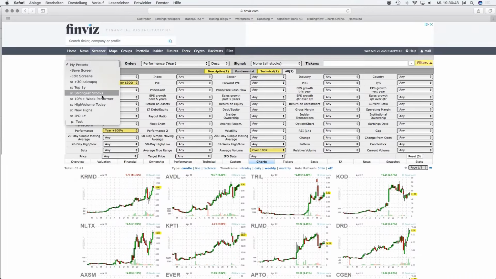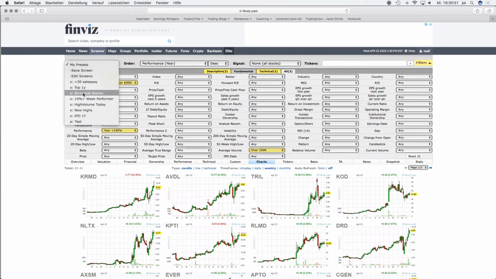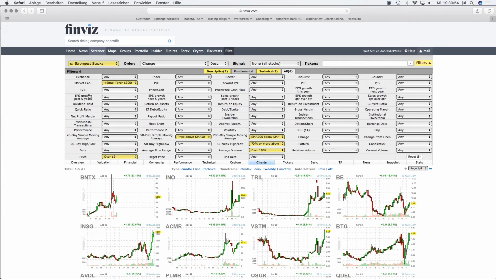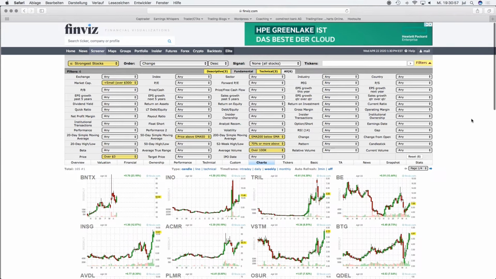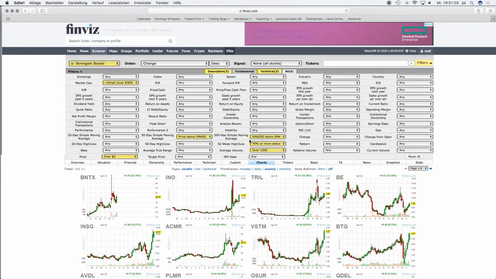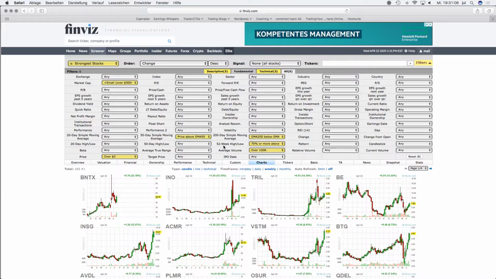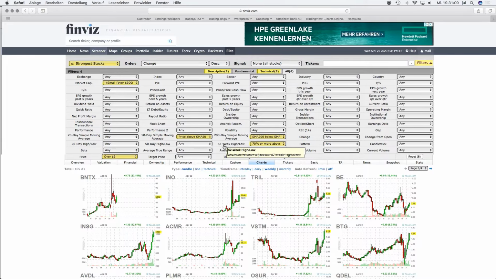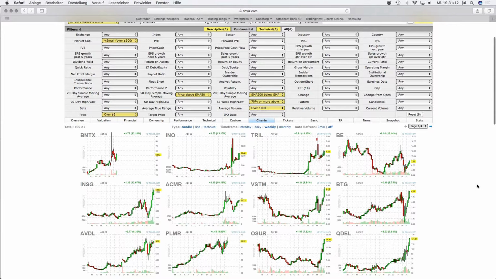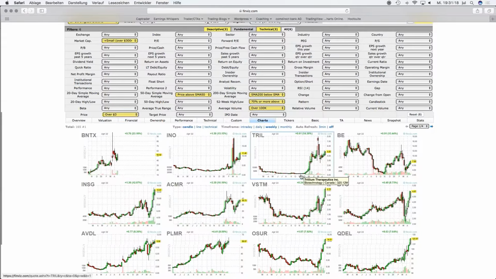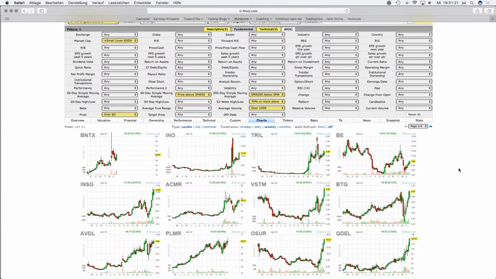So another screener I'm using, this is really my personal favorite. This is Strong Stocks. And Strong Stocks show me all the stocks which are up more than 70% from their 52-week lows. So this is another performance or momentum screener. So the stock must be 70% above their 52-week low. And this shows me that these stocks are really strong, and they are going up. They are definitely in an uptrend, and sometimes in a very fast uptrend.